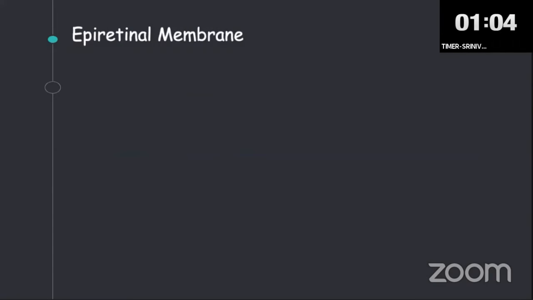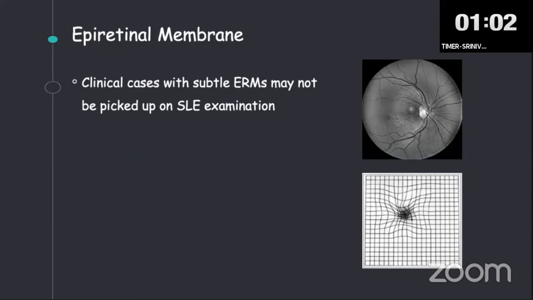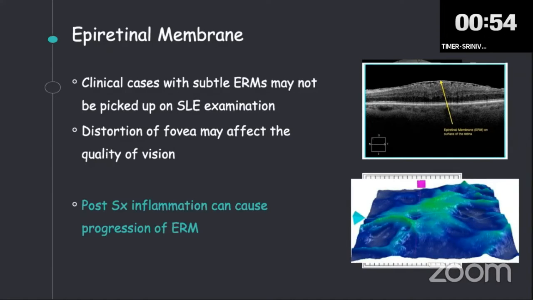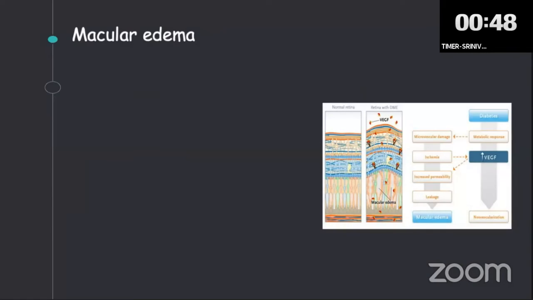VMT, I've already shown you. Epiretinal membranes: subtle ERMs we may not be able to pick up, and the patient may attribute it to the cataract, but they can definitely affect the quality of vision post-op, and post-op surgical inflammation itself can cause progression of these membranes.